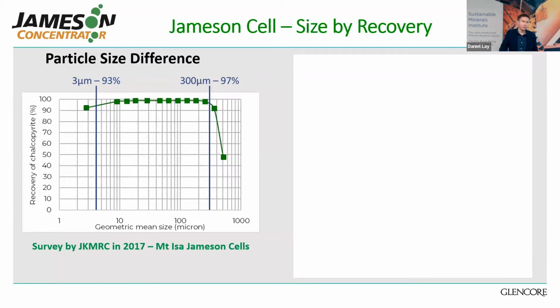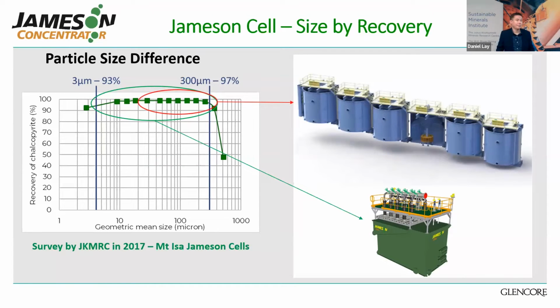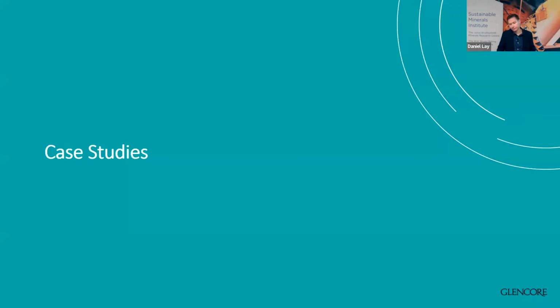This is a survey that was done by the JK at Mount Isa in 2017. As you can see, the recoveries between 3 microns all the way up to 300 microns are well into the 90s for the Jameson cell. This would be equivalent to conventional cells. However, conventional cells would be limited with their fines collection ability. So, a very wide range of particle sizes able to be collected. Let's have a look at a few case studies.